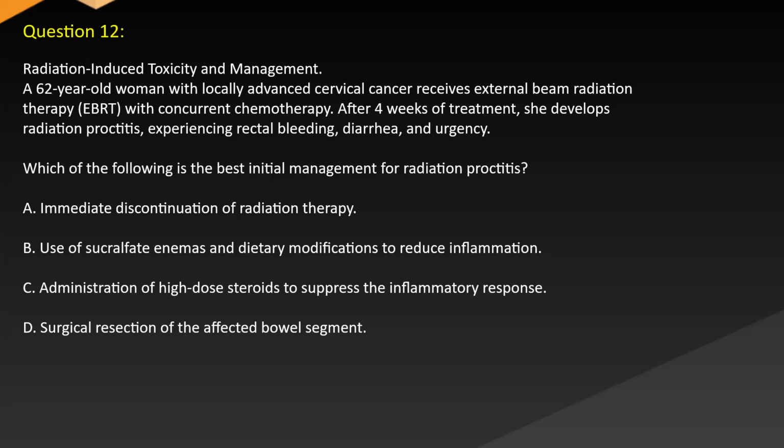A 62-year-old woman with locally advanced cervical cancer receives external beam radiation therapy (EBRT) with concurrent chemotherapy. After 4 weeks of treatment, she develops radiation proctitis, experiencing rectal bleeding, diarrhea, and urgency. Which of the following is the best initial management for radiation proctitis? A. Immediate discontinuation of radiation therapy. B. Use of sucralfate enemas and dietary modifications to reduce inflammation. C. Administration of high-dose steroids to suppress the inflammatory response. D. Surgical resection of the affected bowel segment.